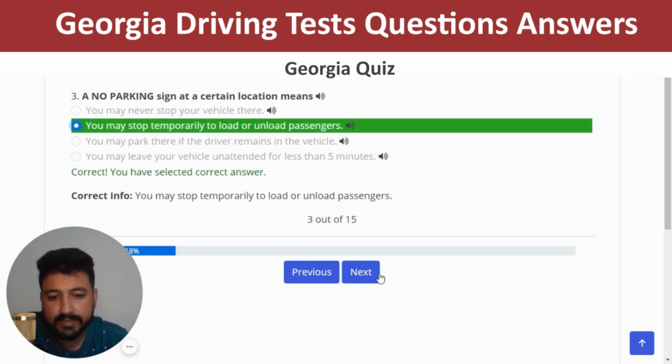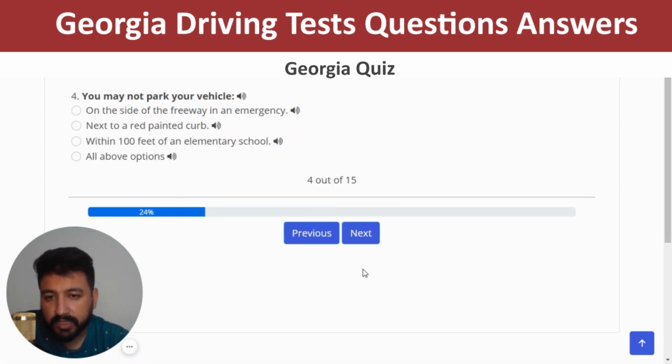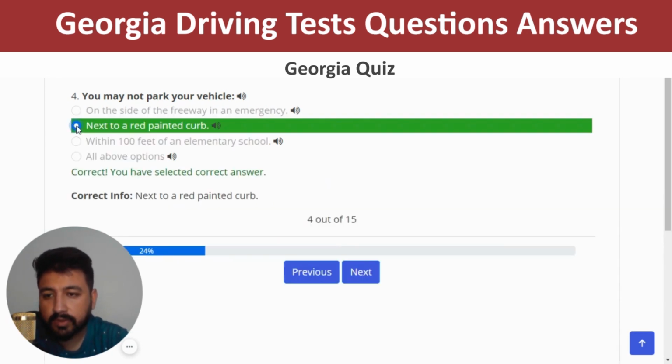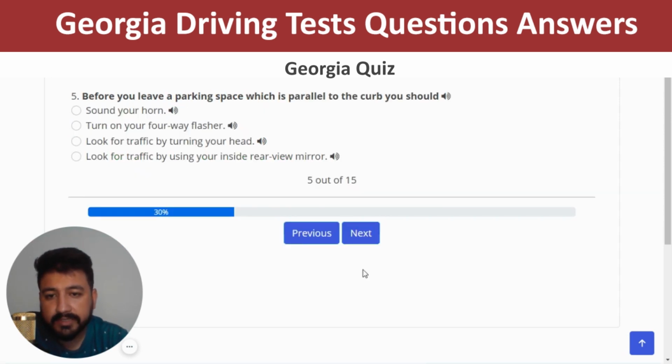Yeah, and next. You may not park your vehicle. The right answer of this question is the second one, which is next to a red painted curb. So I'm going to click on the second option. This is the correct one, and next. Before you leave a parking space which is parallel to the curb, you should. So you can choose the third answer, which is look for traffic by turning your head.